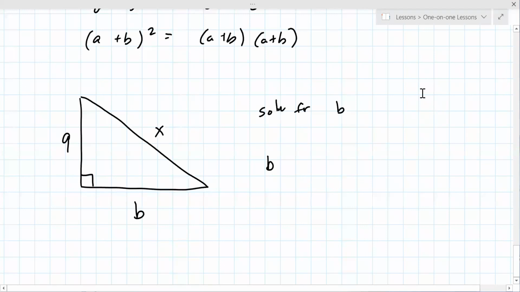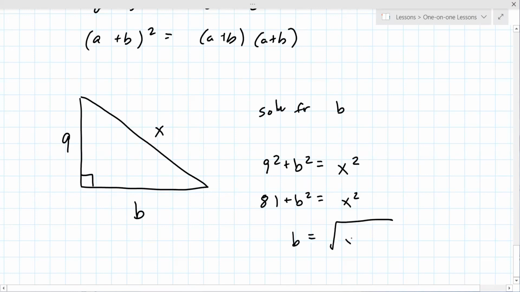Okay, let me just work it out here because I heard something that I want to just confirm. So you get 9 squared plus b squared equals x squared. 81 plus b squared. Oh, no, x squared minus 81. Okay, so b is the square root of x squared minus 81. Is that? Yeah. Okay, so let's put that here and let's just do a little bit more with this.